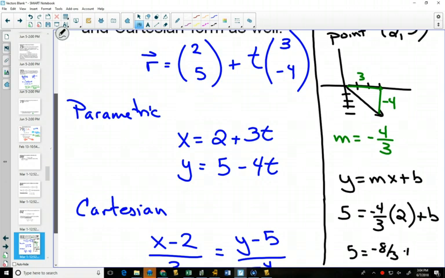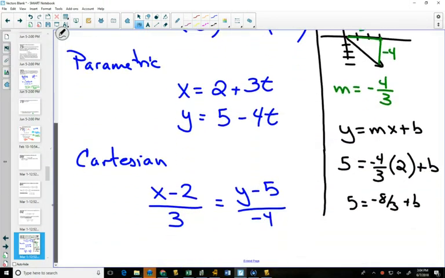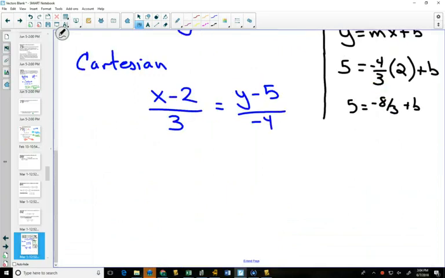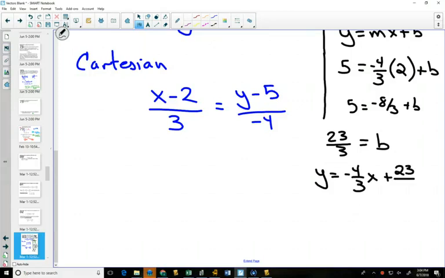5 = -8/3 + b. Add 8/3 to both sides, and this would be 15/3 plus 8/3. Your b value would be 23/3. So your equation of a line in y equals mx plus b form is y = -4/3 x plus 23/3.